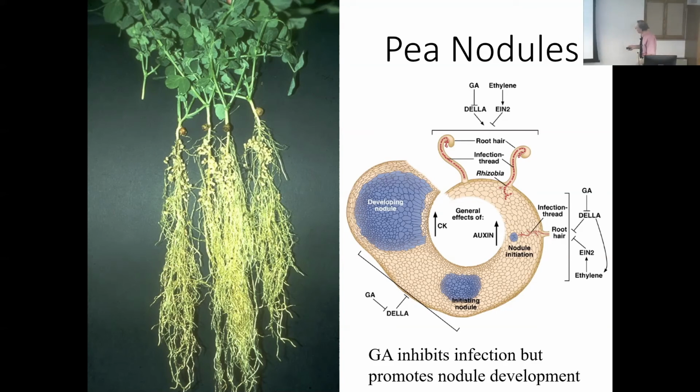We also know a lot about the nitrogen fixation process and its control. It turns out that the control of infection and nodule development is very much under the control of hormones. And this diagram comes from a paper I wrote last year. But notable amongst this is gibberellin actually inhibits infection of the root hair, but promotes the development of the actual nodule.